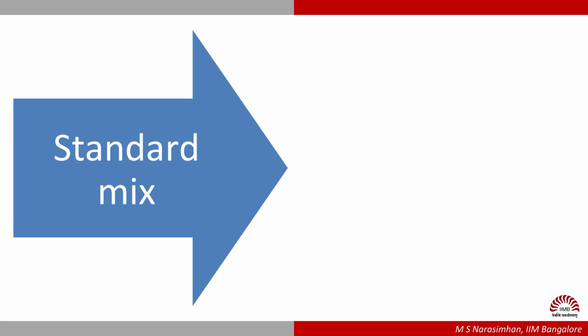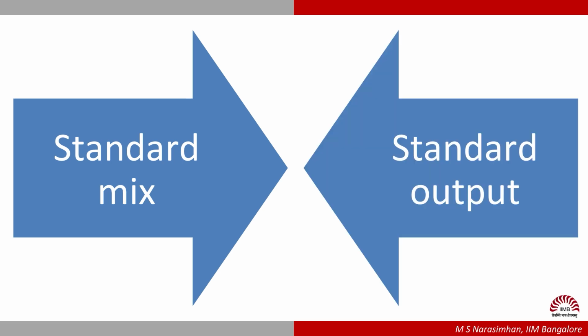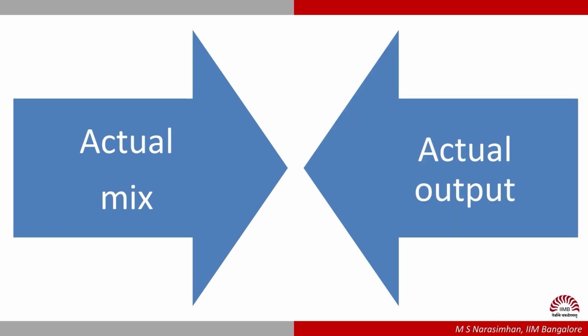This approach is feasible if the materials are independent. In some situations, the mix of material is indicative and some deviation is allowed. Too much variation would either spoil the output completely or quality may be affected. In such a situation, we have a standard mix and standard output, actual mix and actual output.